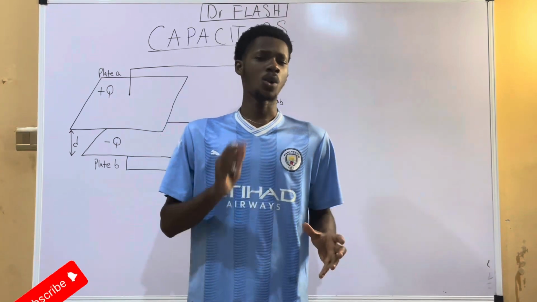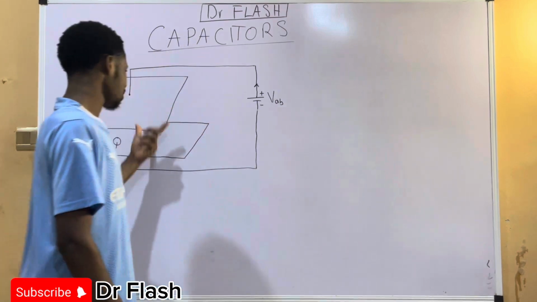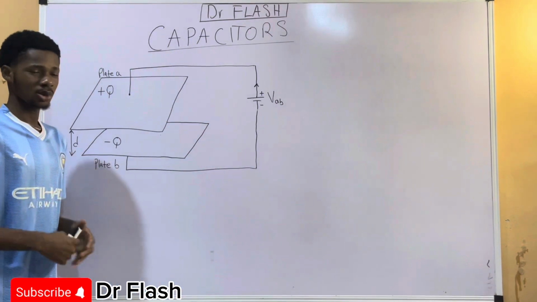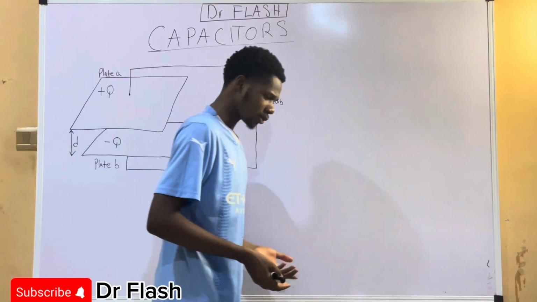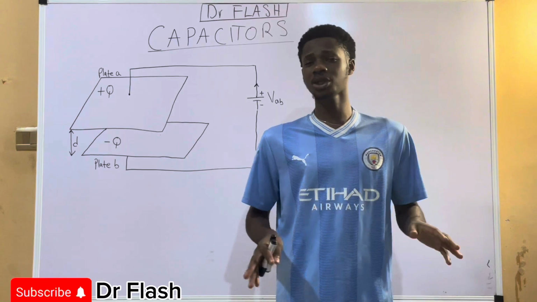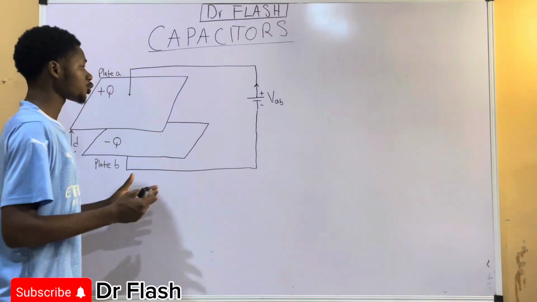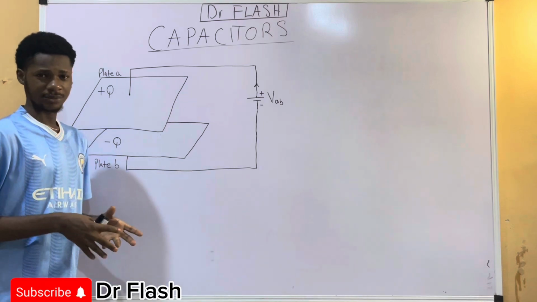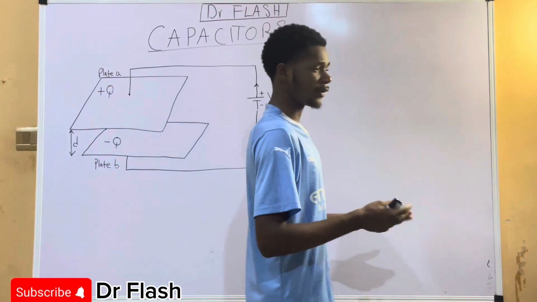In this video, we're going to be talking about capacitors. It is written on the board, and here's the diagram as well to illustrate what a capacitor looks like. First things first, what is a capacitor? A capacitor is simply a device that helps to store charge. So basically, what does the capacitor do? It helps to store electrical charges.